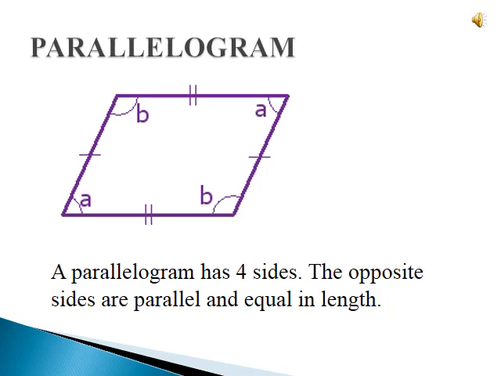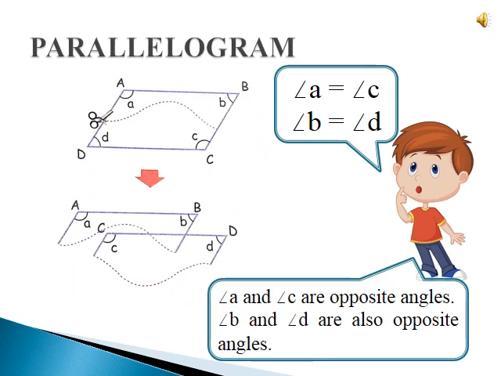how many angles can you see in the diagram? There are four angles, right, children? The shape has a dotted line, and there are four angles: angle A, angle B, angle C, and angle D. If we cut the dotted line and overlap these angles, angle A is equal to angle C and angle B is equal to angle D.